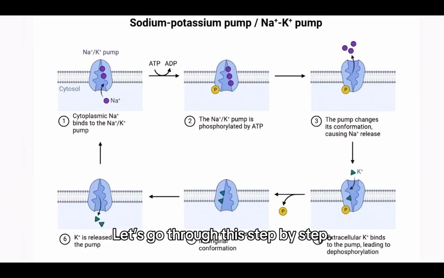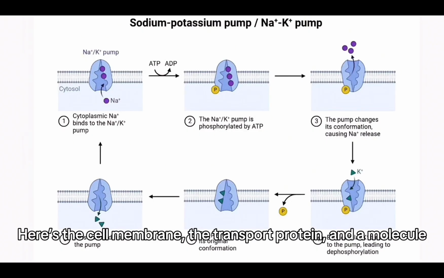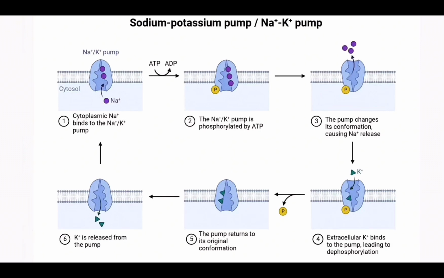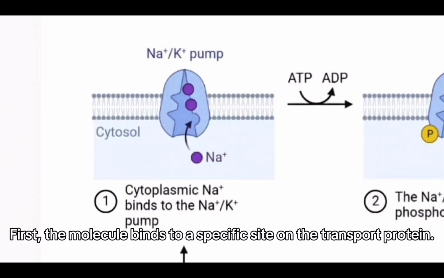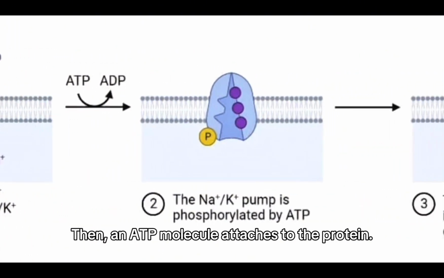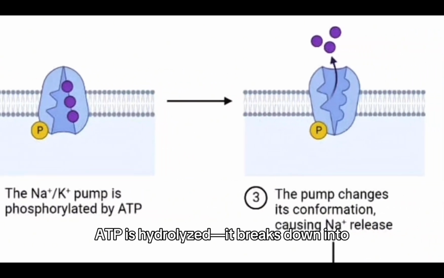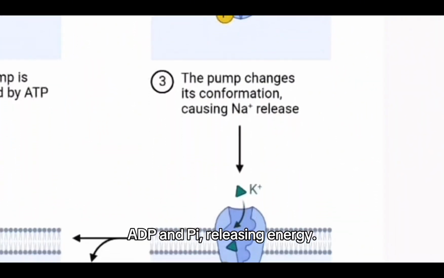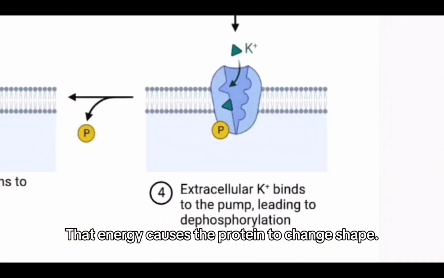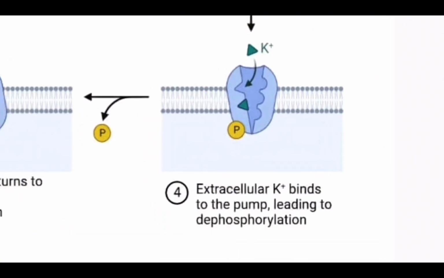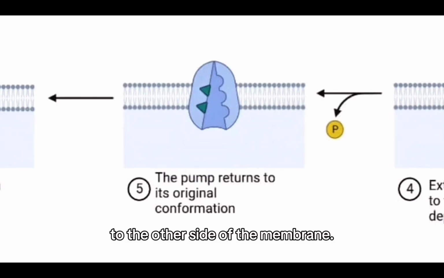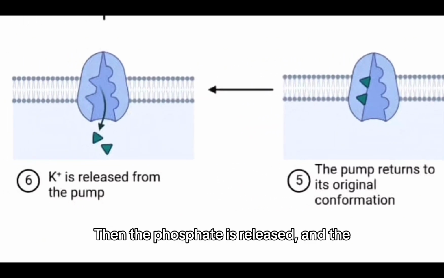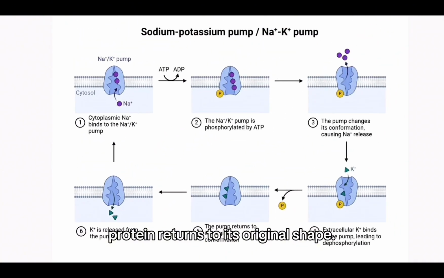Let's go through this step by step. Here's the cell membrane, the transport protein, and a molecule. Let's say a sodium ion on one side. First, the molecule binds to a specific site on the transport protein. Then, an ATP molecule attaches to the protein. ATP is hydrolyzed, it breaks down into ADP and Pi, releasing energy. That energy causes the protein to change shape. This shape change pushes the molecule to the other side of the membrane. Then, the phosphate is released and the protein returns to its original shape.